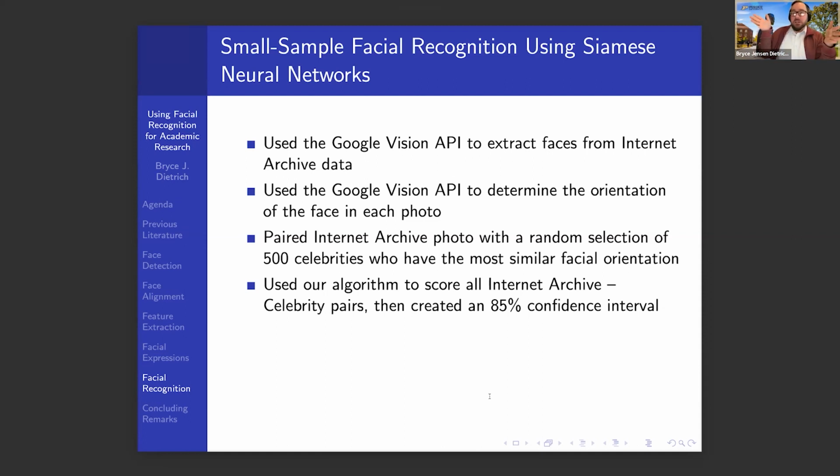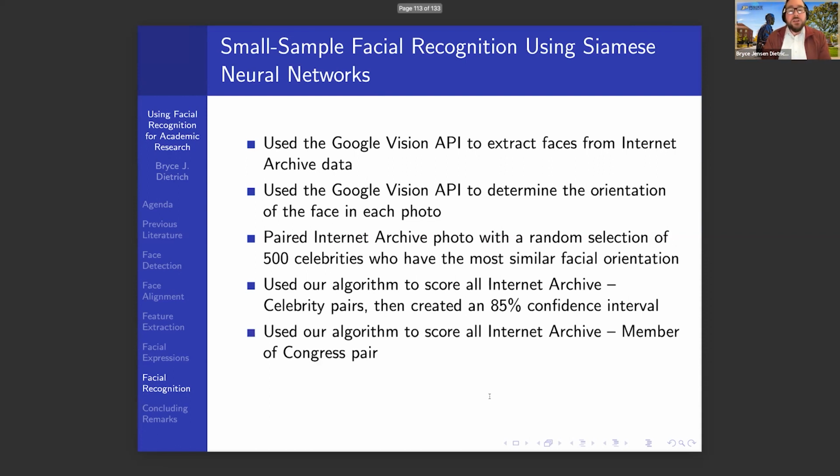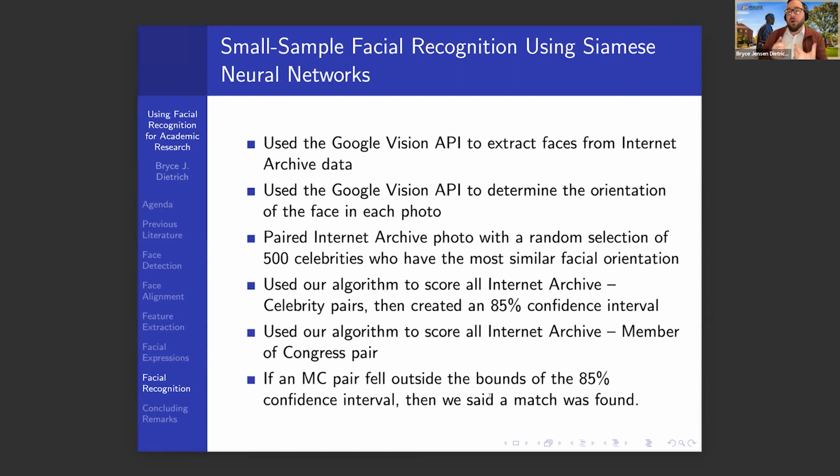And then what that would give us is a confidence interval that would say, okay, for a given Internet Archive photo, what is the realm of possibilities when it comes to selecting 500 random photos? And that gives us some sort of error around that Internet Archive photo. And then we can use that and also a similar calculation done with the Internet Archive and a given member of Congress. And we can simply say, if the pair of a member of Congress and the Internet Archive is outside of this confidence interval, then we have a good sense that that pair is that member of Congress, i.e. a match has ultimately been found.